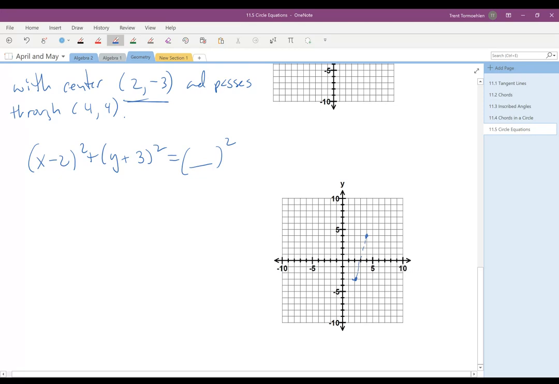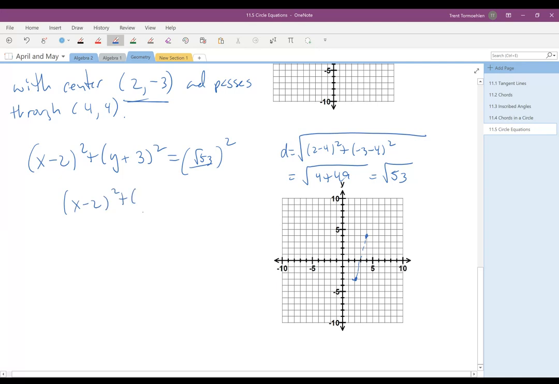And so you apply the distance formula to find the radius. The distance formula is going to give you 2 minus 4 squared plus negative 3 minus 4 squared, which gives you 4 plus 49, which just equals square root of 53. So the radius here is the square root of 53. But when you do square root of 53 squared, it just equals 53. So the equation of this circle with center 2, negative 3 that passes through the point 4 comma 4 is just x minus 2 squared plus y plus 3 squared equals 53.